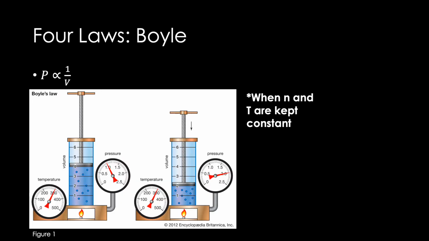Boyle's law is the first law we'll cover, and it involves pressure and volume. It states that pressure is inversely proportional to volume when the number of moles and temperature are kept constant. This means that if we take a container and squish down its volume, the pressure must increase. This is like squeezing a balloon until it reaches a pressure that the material can't withstand and it pops.